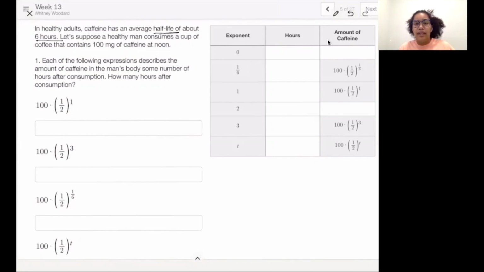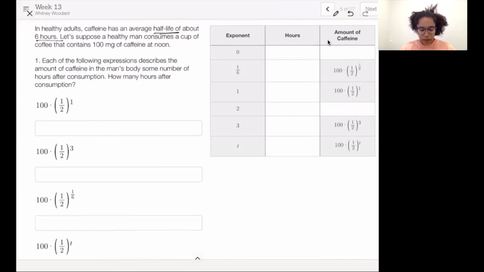What a half-life basically means is that you're only going to have about half of that caffeine left after 6 hours. So this person drank 100 milligrams at noon. So at 6 p.m., 6 hours later, they're only going to have 50 milligrams of caffeine in their system left. 6 hours after that, they'll have 25. So every 6 hours, we have half the amount of caffeine.